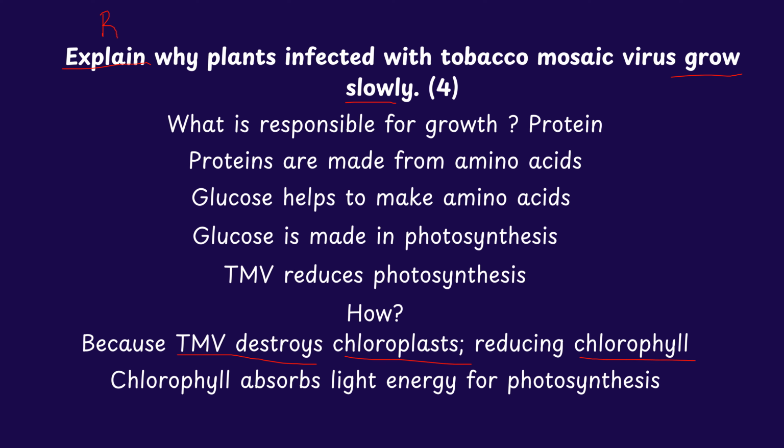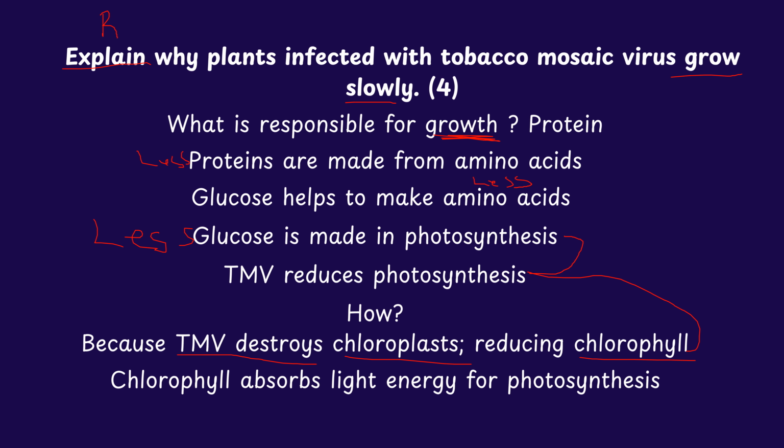If you know that if there is less chlorophyll in the plant, photosynthesis will be reduced, and glucose is made in photosynthesis, so if there is less glucose, it means that less amino acids will be present, because amino acids are made from glucose also. And if less amino acids are present, it means that less protein will be made. And remember, protein is responsible for growth. I hope you see the connection there.